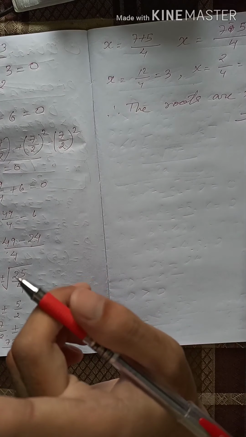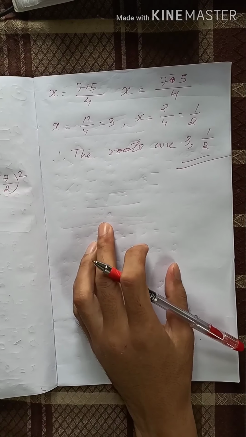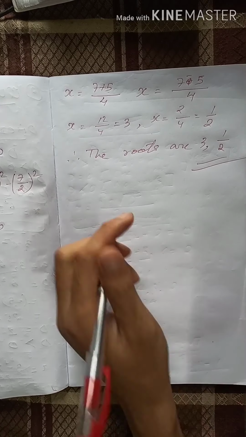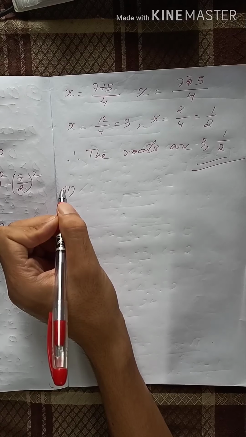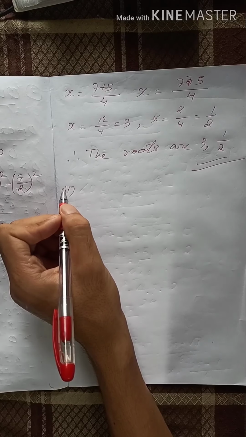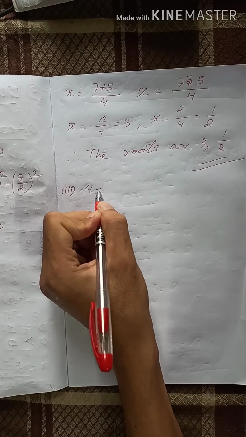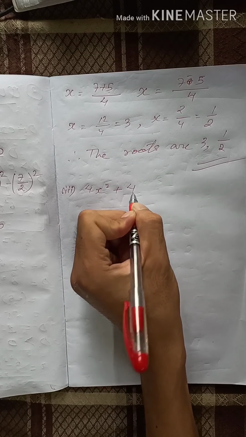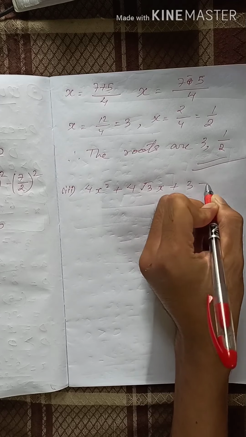Let's do one more. Now I will do question number Roman number 2. Okay, wait, I'll do Roman number 3: 4x squared plus 4 into root 3x plus 3 equals 0.